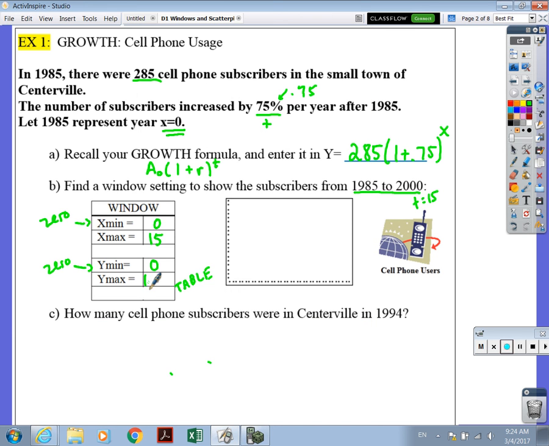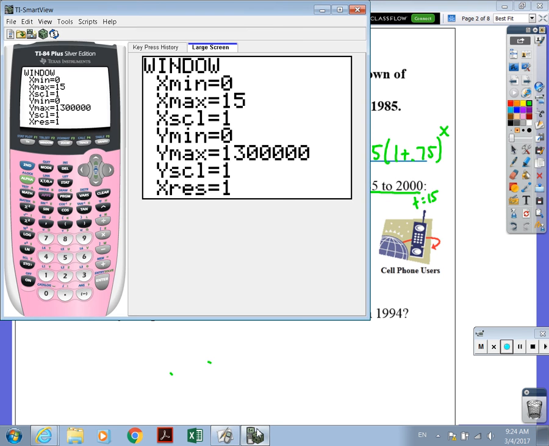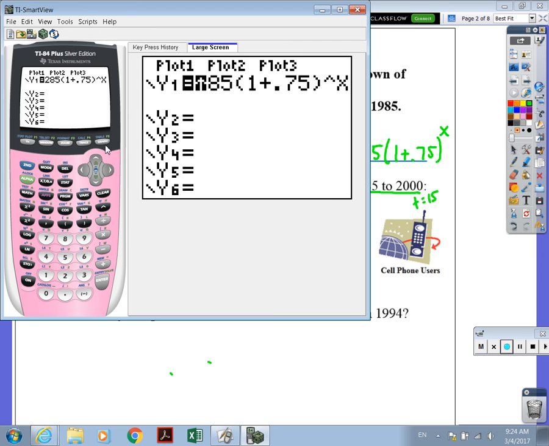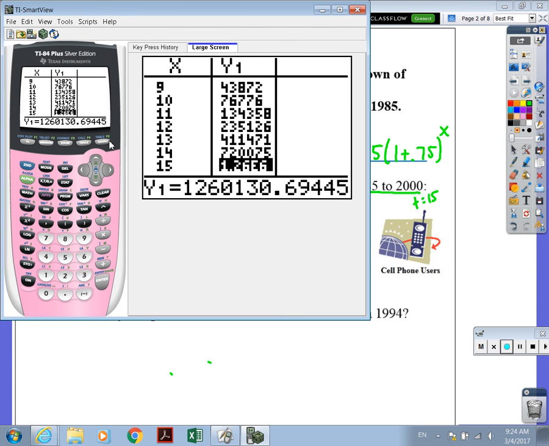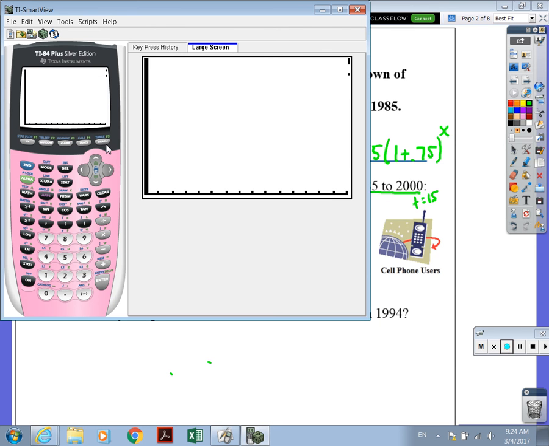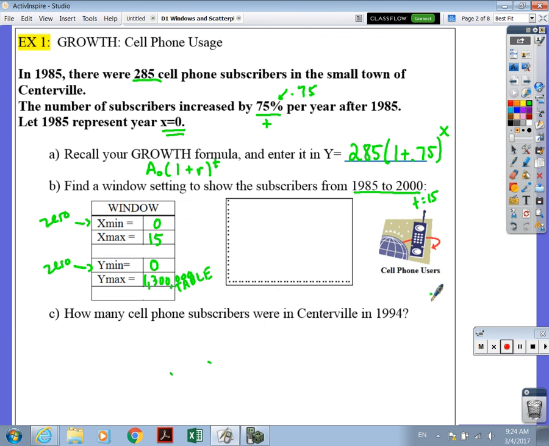So in my window setting, I had to use my table to come up with a judgment. But by having the equation in y equals, by having my table set, I'm going to hit graph, and I'm going to see what's happening over time in this little town. I'm going to start off around 200, look how slowly it's growing, and then all of a sudden, boom, everyone has a cell phone in Centerville. They're going to ask us a question about it.